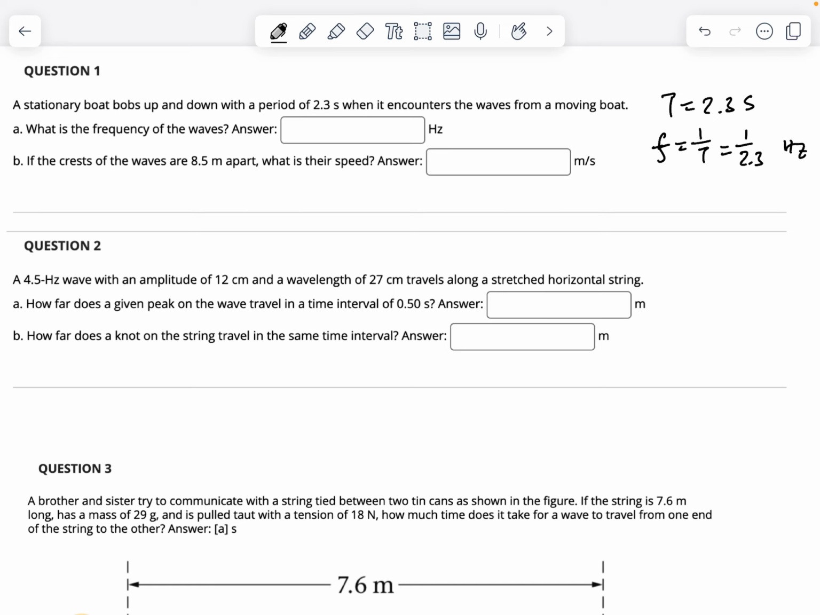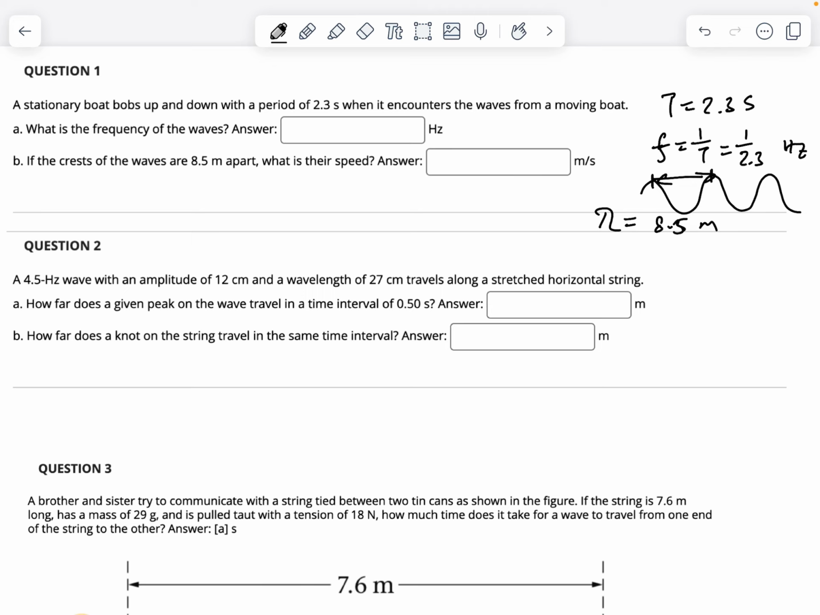Second one, if the crests of the wave are 8.5 meters apart. So crest means, you see, this is a crest. Okay, so this is a crest, this is a crest. So this is 8.5, which means wavelength is 8.5 meters apart. What is the speed of the wave?